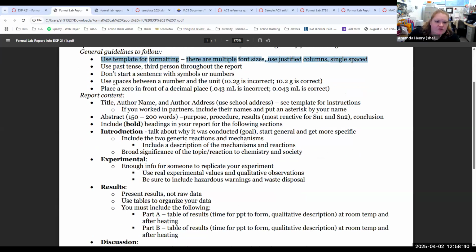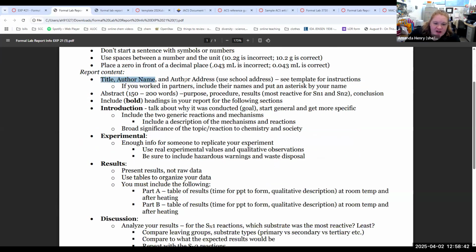Okay, content. First thing, you need a title, you need your name, and you need your address. Now, the address might seem a little bit weird, but we are following the rules for writing this as if we were writing a research paper that's going to get published in a journal. Whenever that's done, the researchers need to say where they did the research. Generally that means what university they're working at. So you're not going to put your home address, you're going to put the school's address.